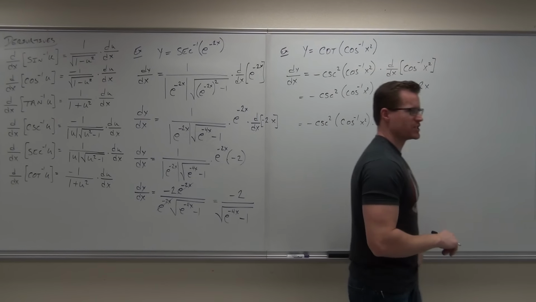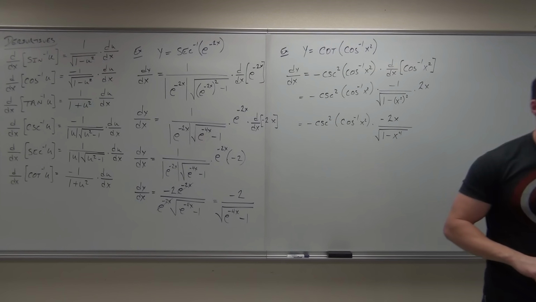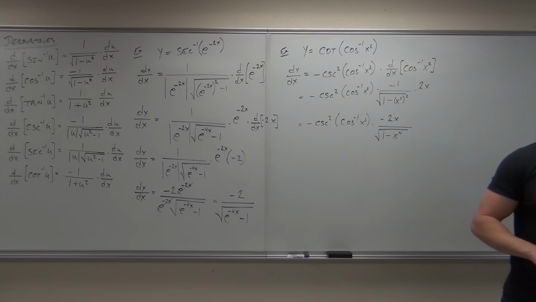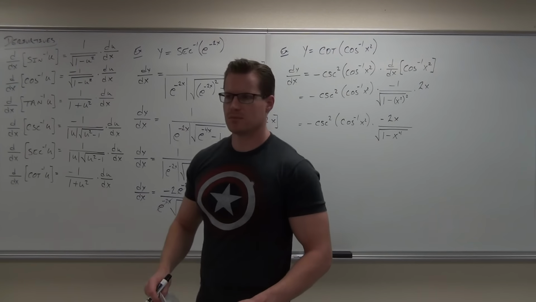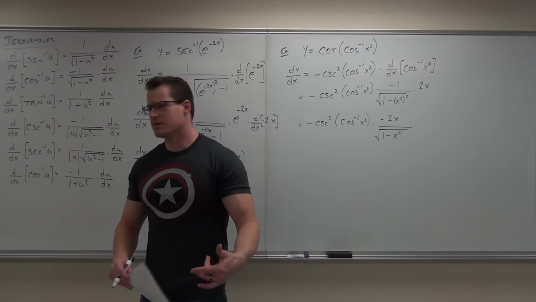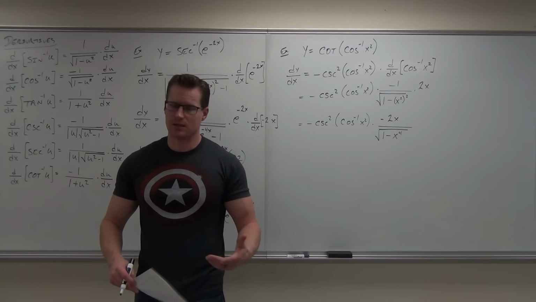What I really want to know is, did you get a negative 2x as well? Did you get a negative 2x somewhere? If you did, you did the chain rule appropriately. If you didn't, you kind of messed something up.